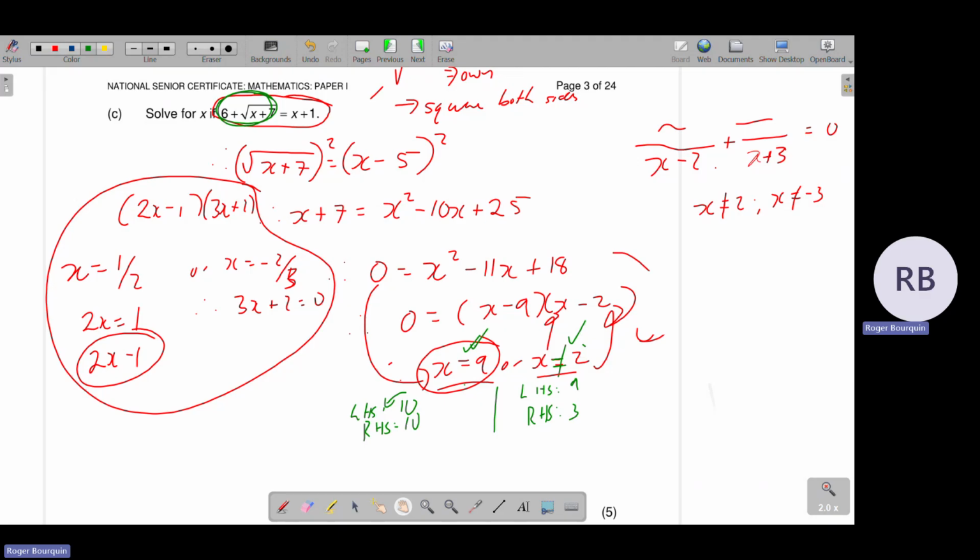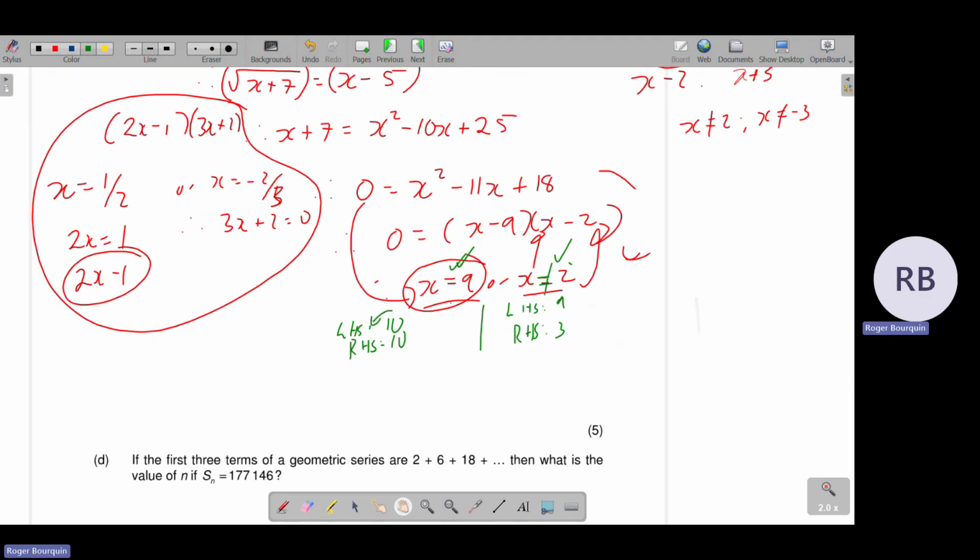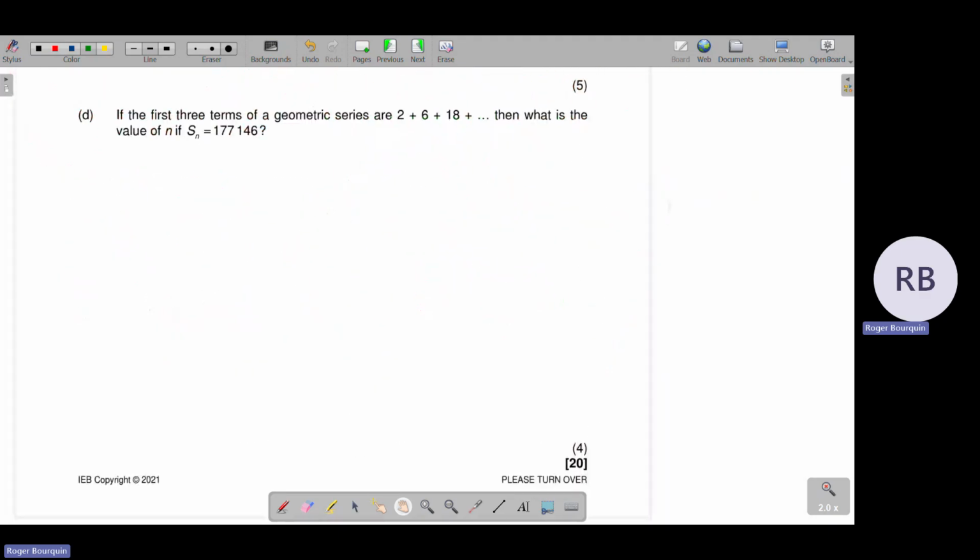Right. Then it says, okay, if the first 3 terms of a geometric series, so immediately you know geometric has what? The time to get from one term to the next. So it's got to be talking about a constant ratio, right? Okay, and the terms are 2, 6, 18. Okay, then what will be the value of n, Sn is that?